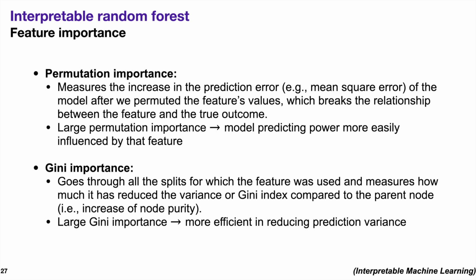Alternatively, we have Gini importance, which goes through all the splits for which the variable was used and then measures how much such a variable has reduced the variance or the Gini index in comparison with the parent node. A variable with larger Gini importance indicates it is more efficient to be used in the random forest model to reduce the prediction variance.